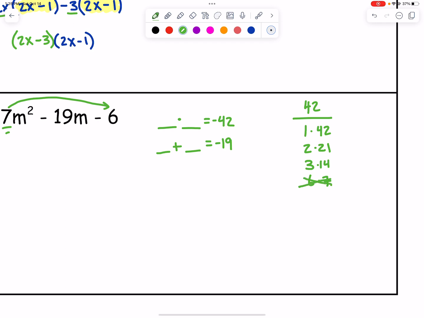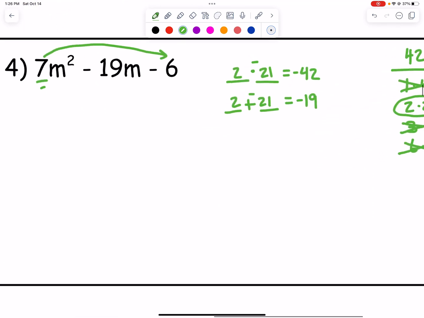So 6 and 7 are definitely too close. 3 and 14 are only 11 apart, and 1 and 42 are too far apart. But then just in the middle there, 2 and 21 are 19 apart from each other. So those are the numbers we need. So let's put 2 and 21 and then look at our signs. We need a negative when we multiply. So one of them is going to have to be a negative, and then they have to add up to be negative. So the larger number needs to be a negative. Remember, the larger number has to go with the b value, in other words.